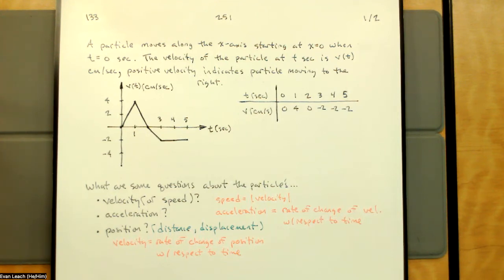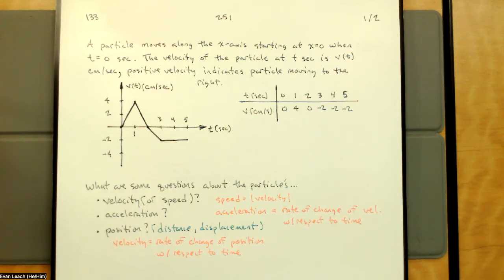Now we're at 1. And then from 4 to 5, another -2, or 2 to the left. So now at 5 seconds we will be 1 unit to the right. Where did we cross x equals 0 again? In between 4 and 5. Where in between 4 and 5?